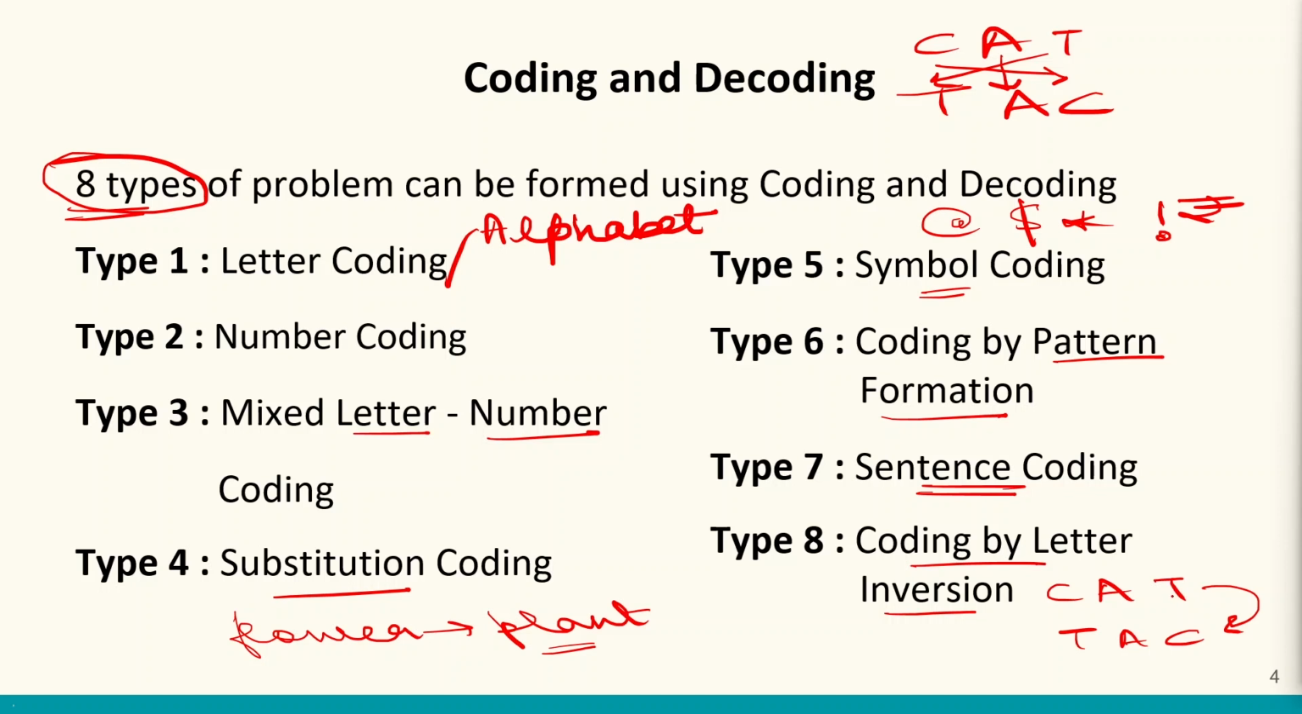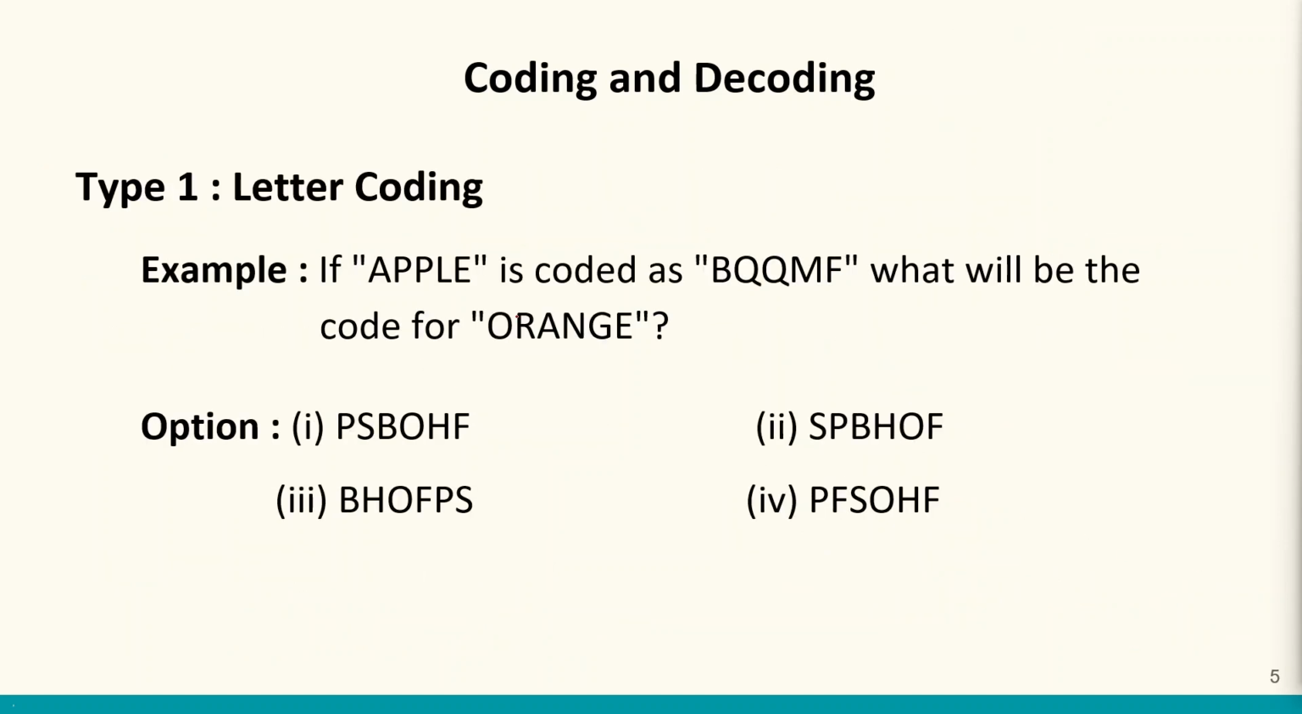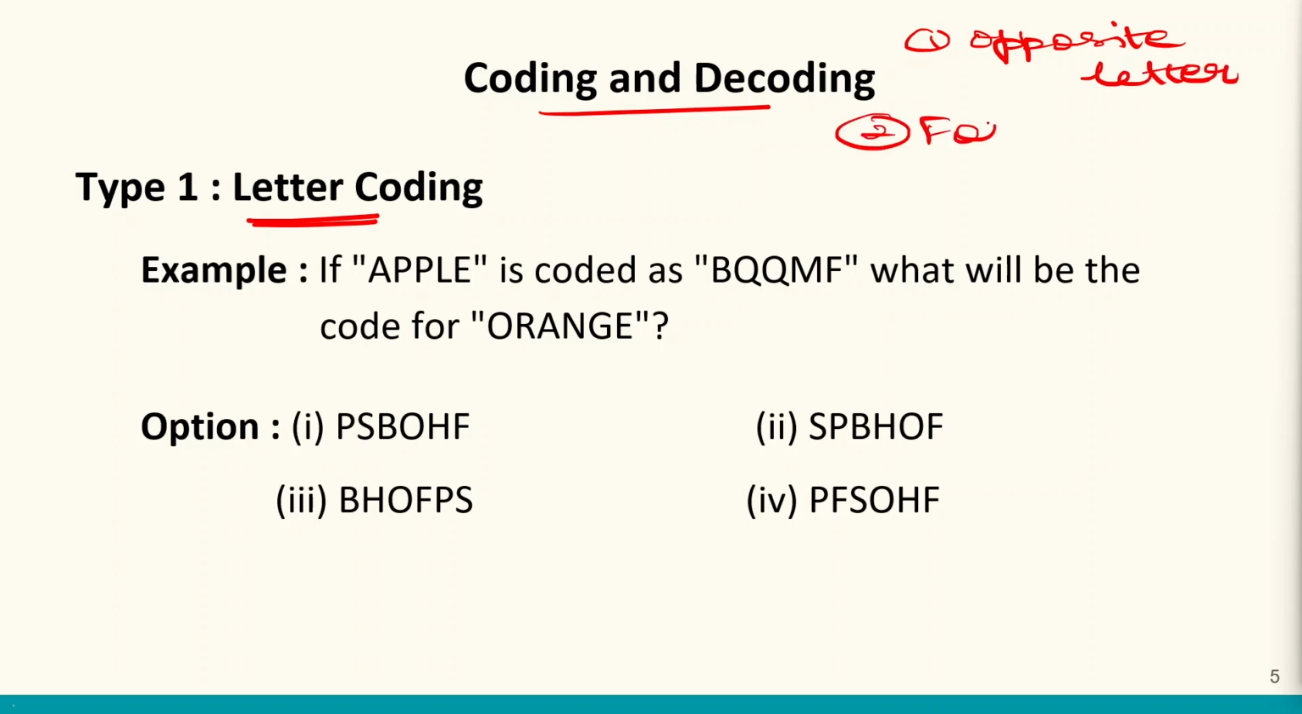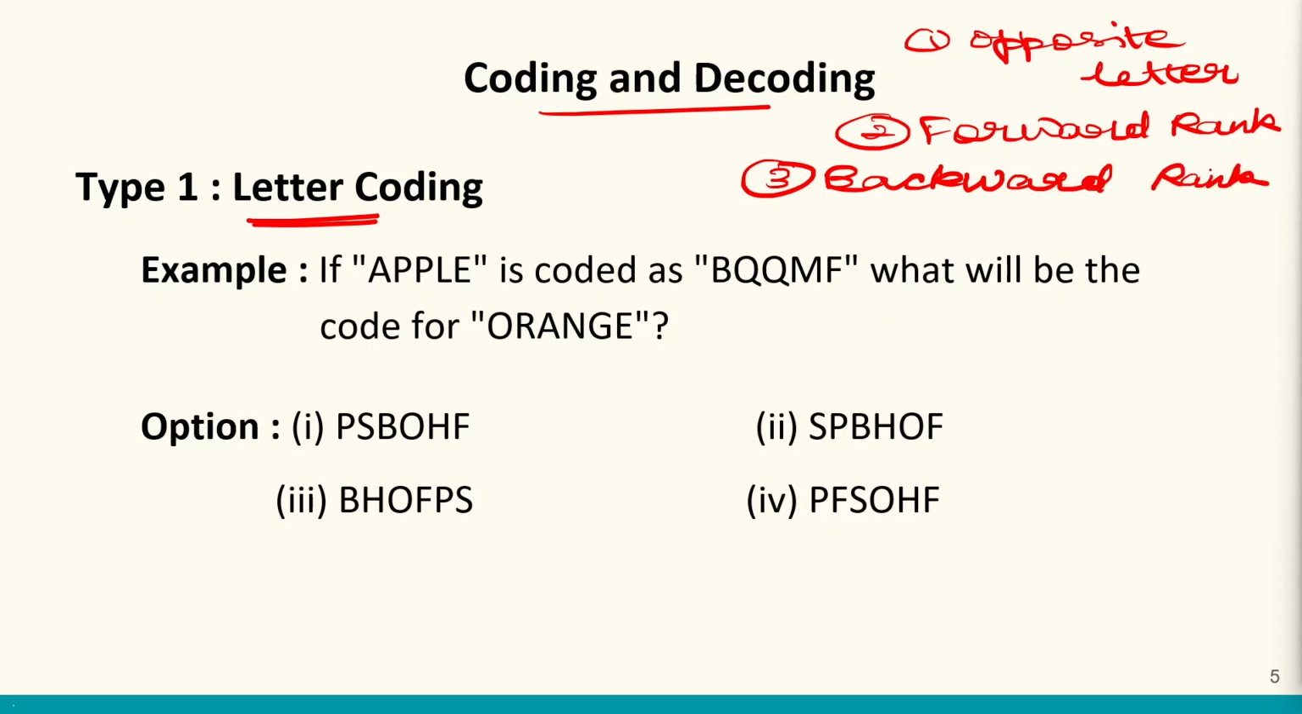Now let us understand all of these types in detail with the help of examples. The first one is letter coding. To understand coding and decoding better, certain concepts that I have already told you in alphanumeric series will be used. The first one is opposite letter. The second is forward rank, wherein A is denoted as 1, B is denoted as 2 and so on. Then we had backward rank. Again in backward rank, A was denoted as 26 and Z was denoted as 1.